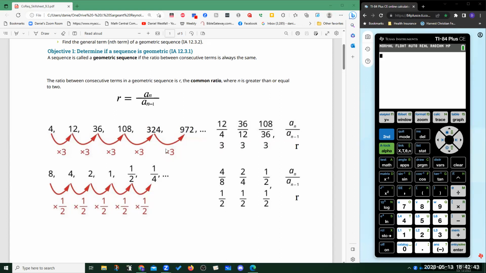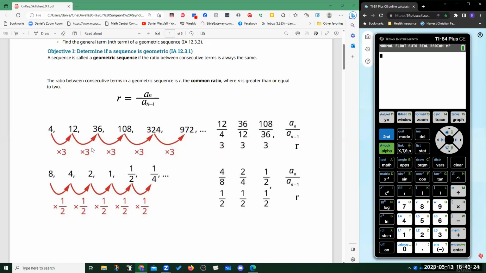We're going to do that all the way along to make sure that we always get 3 for a common ratio. So if I wanted to check some of these numbers that weren't so obvious, like 108 divided by 36, and then 324 divided by 108, and 972 divided by 324. You'll see we always get a common ratio of 3. So that is going to be our r right there.